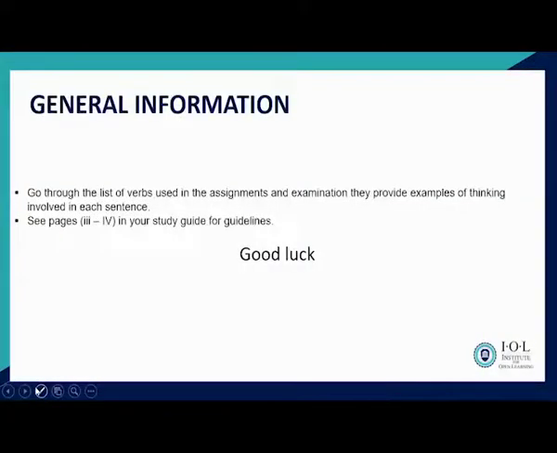Then, at the last point here, we have general information after those many things that we have discussed. Go through the list of verbs used in the assignments and examination. They provide examples of thinking involved in each sentence. See Roman figures 3 and 4 in your study guide for guidelines. Those must guide you. Good luck.